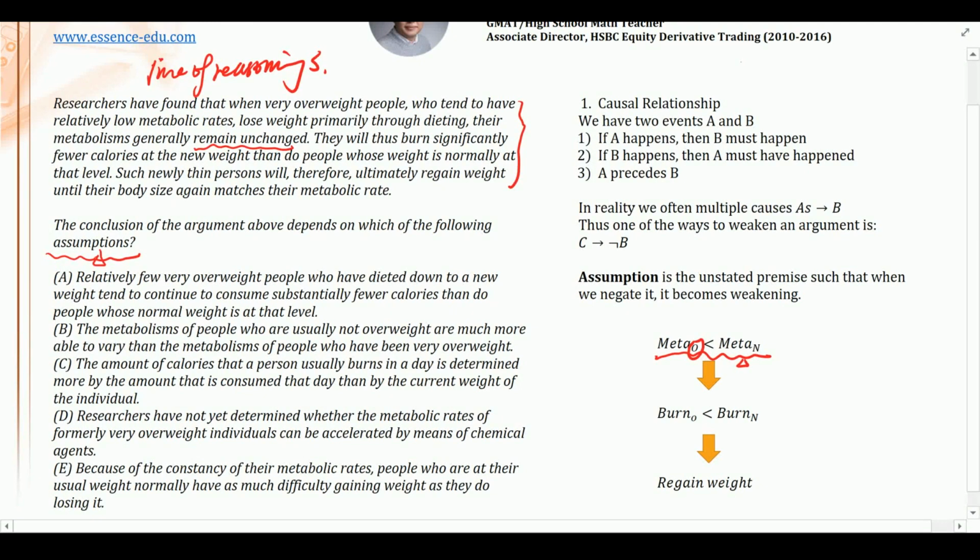Let's continue. They will, thirst, please mark this word down. They will thirst, burn significantly fewer calories at the new weight than do people whose weight is normally at that level. So that's the second part: the calories they burn will be less than the normal people.